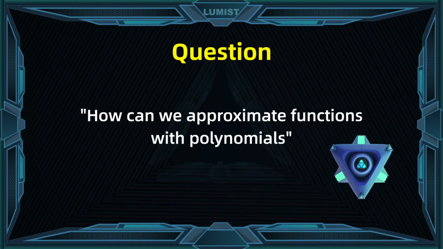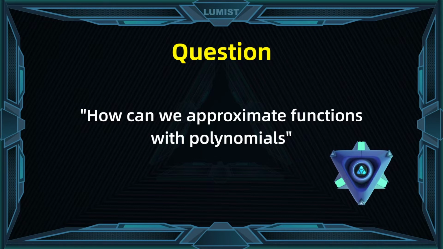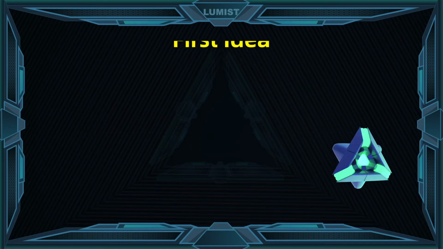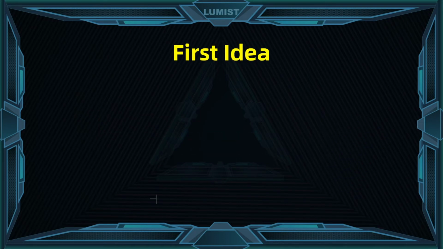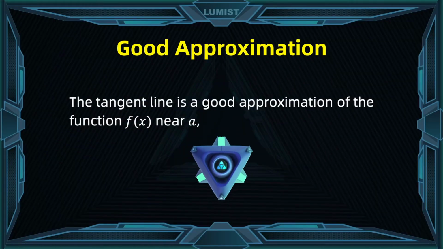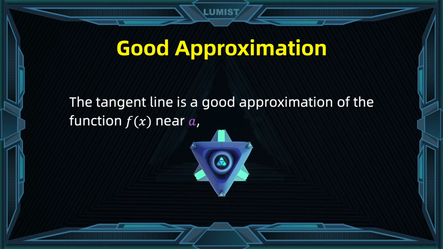How can we approximate a function with polynomials? Assume that our function is f, and the polynomial we're considering is p. The first idea that comes to our mind is using the tangent line for the approximation. As we all know, the tangent line is the line that hits the graph at one point. So the tangent line would be a good approximation of a function f of x near a.